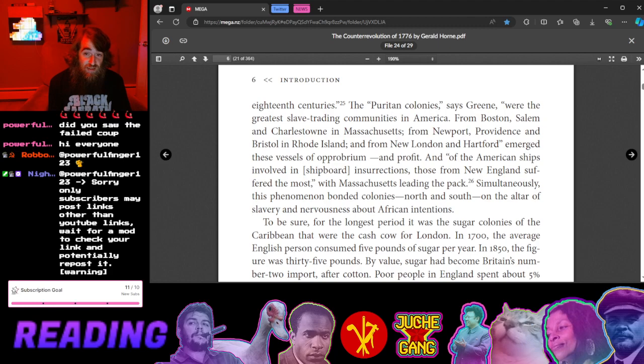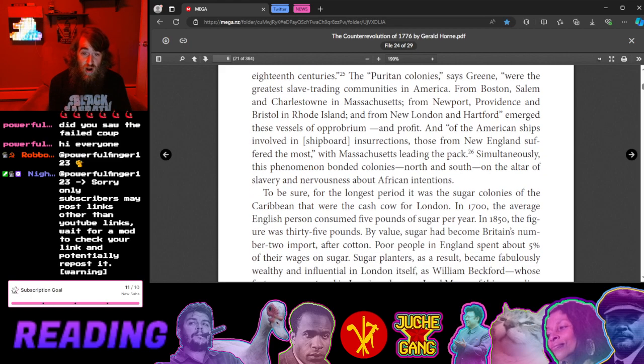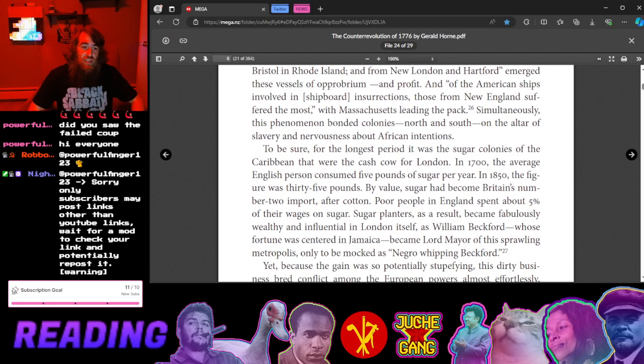The Puritan colonies, says Green, were the greatest slave trading communities in America. From Boston, Salem, and Charlestown in Massachusetts, from Newport, Providence, and Bristol in Rhode Island, and from New London and Hartford, emerged these vessels of opprobrium and profit, and of the American ships involved in shipboard insurrections, those from New England suffered the most, with Massachusetts leading the pack. Simultaneously, this phenomenon bonded colonies north and south on the altar of slavery and nervousness about African intentions.